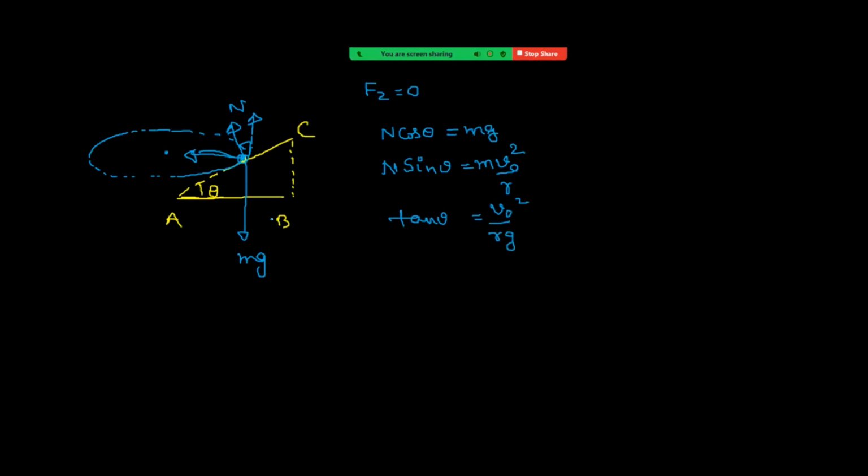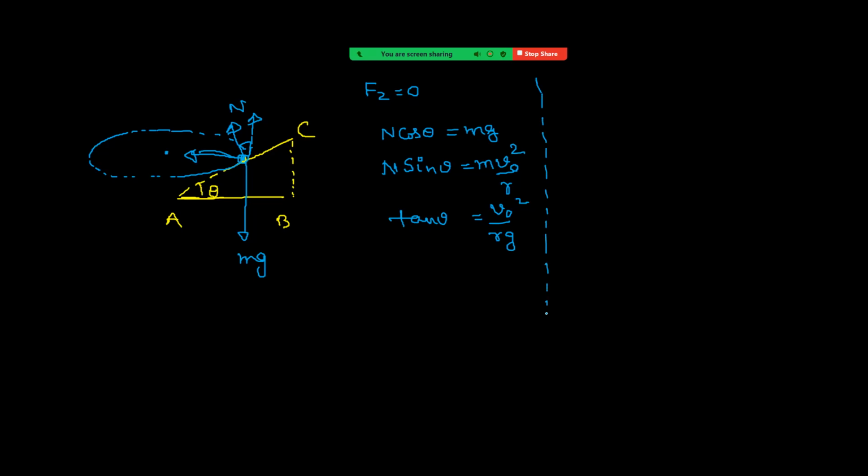This is a relation between the angle of banking and speed, because for a given road R is fixed. So on that road, once we fix the angle of banking, the speed will be fixed. So this is the speed for which there is no frictional force. But if the speed is beyond this, or if the speed is less than this value, then friction comes into the picture. Let us see how to calculate the maximum speed and minimum speed.